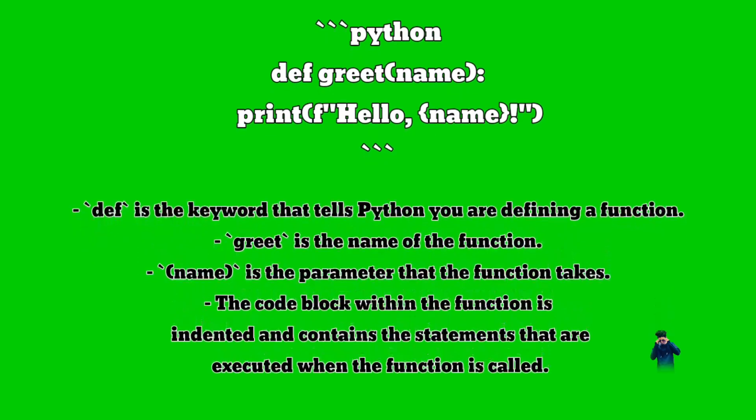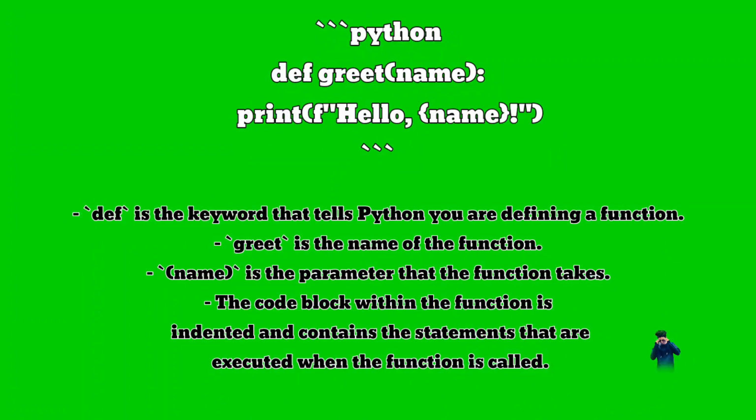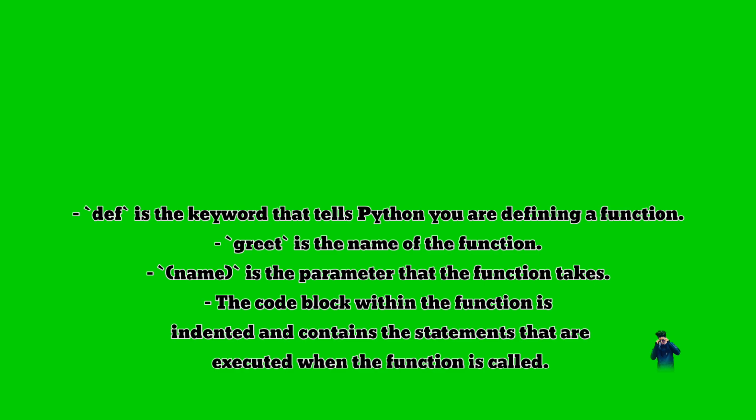In this example, def is the keyword that tells Python you are defining a function. greet is the name of the function. name is the parameter that the function takes. The code block within the function is indented and contains the statements that are executed when the function is called.